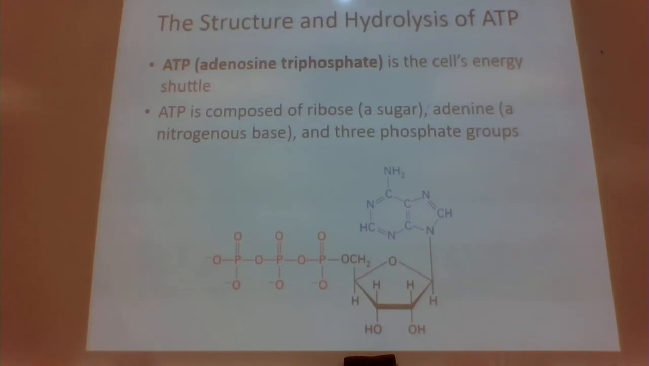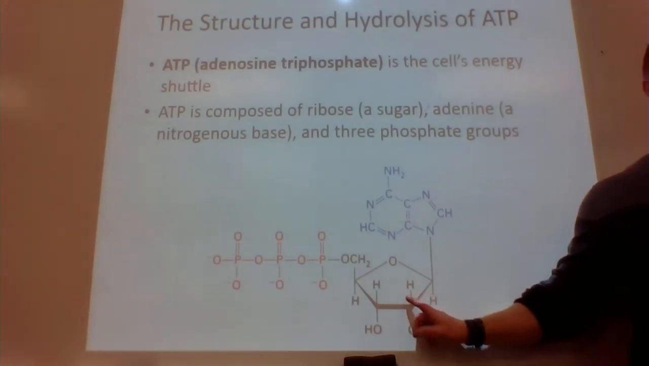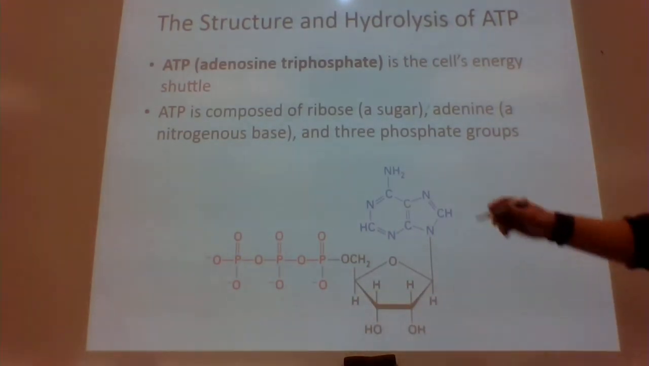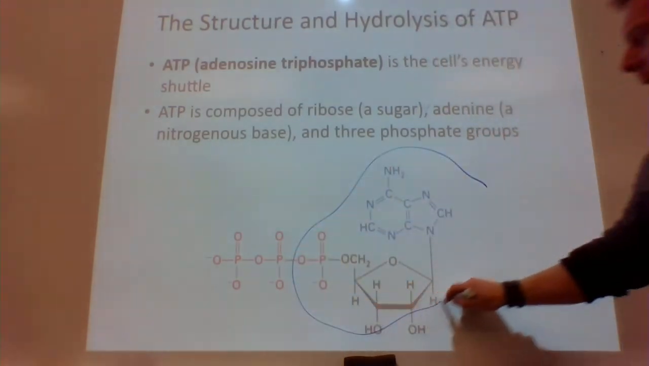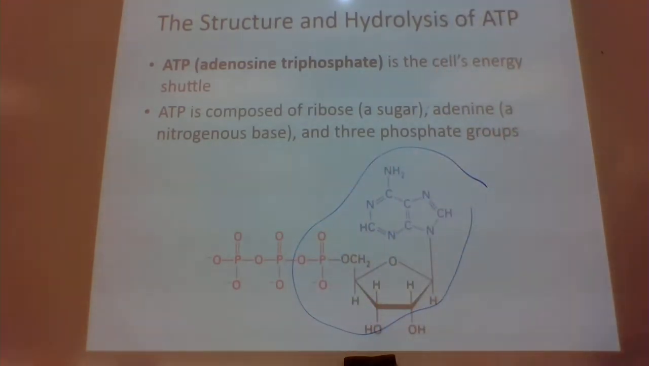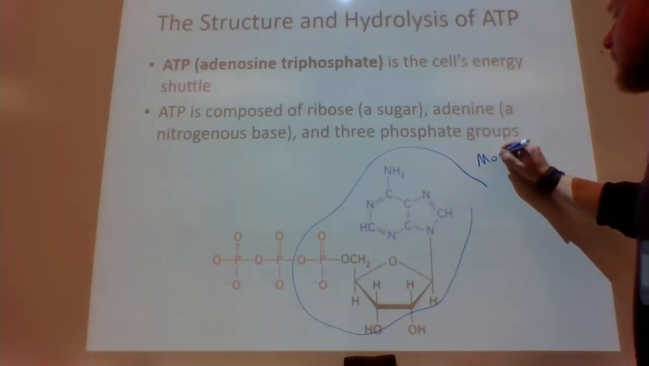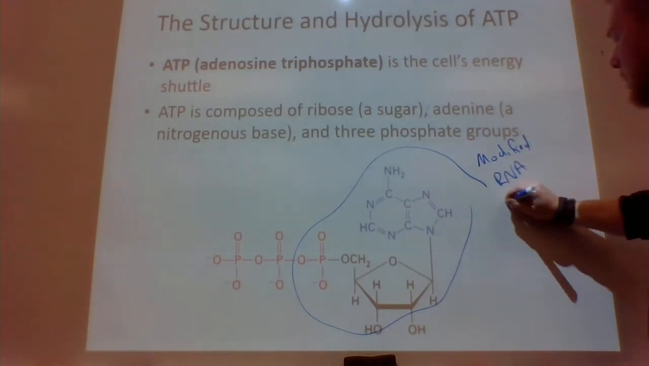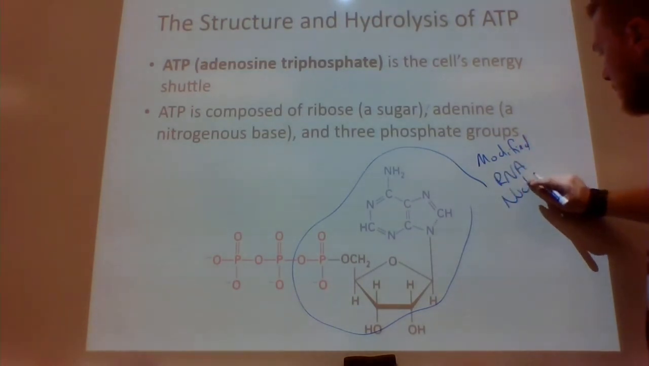So if you look at ATP, it's actually a modified RNA nucleotide. The reason why it's RNA is because it uses ribose and not deoxyribose. So if you look at it from here, phosphate, sugar, base, this is a nucleotide. And I would write down that it's a modified RNA nucleotide.